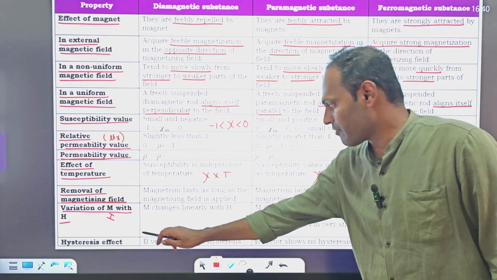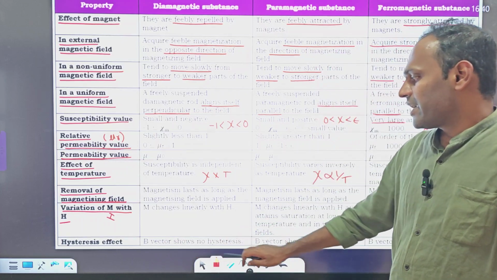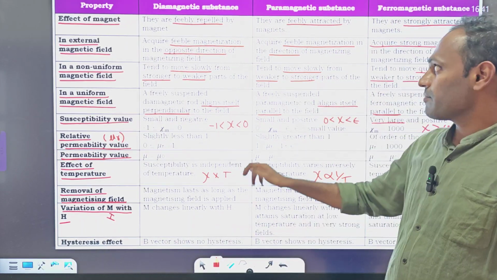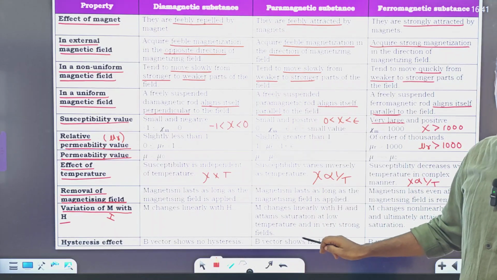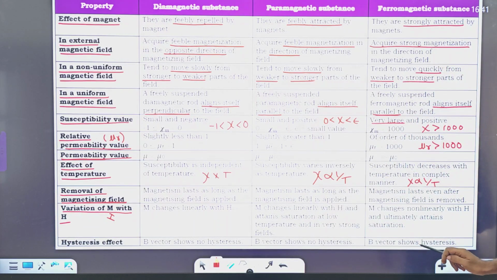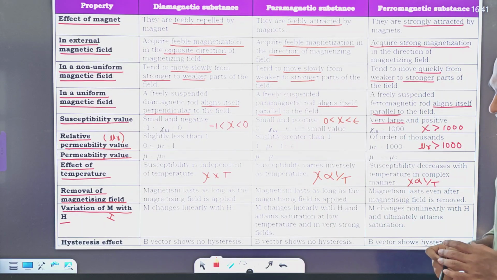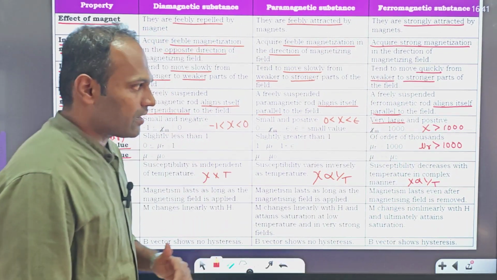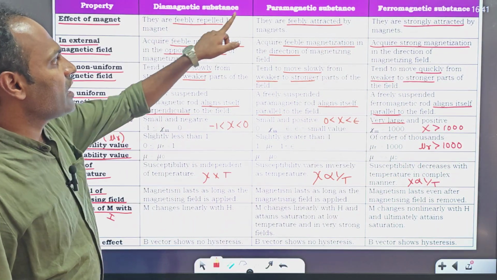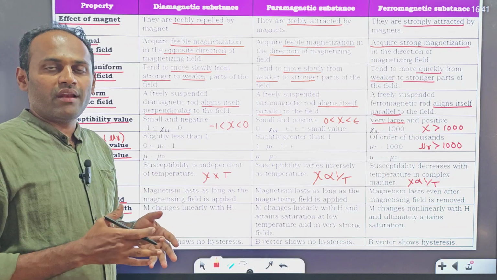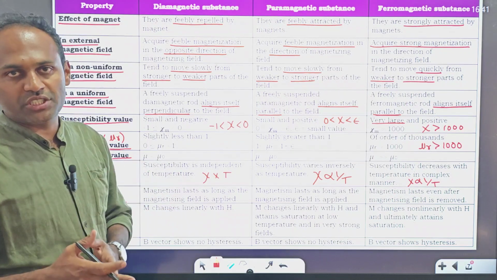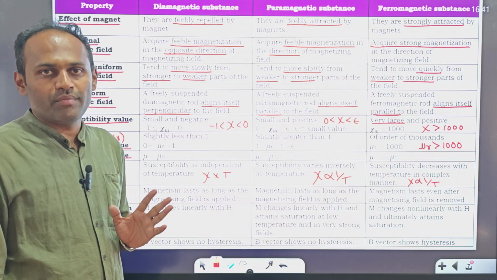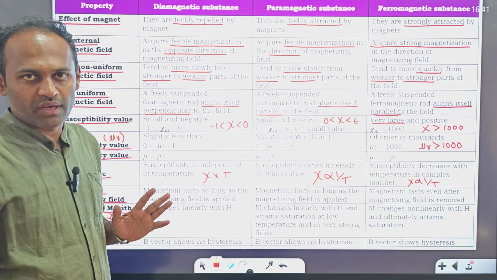Okay, hysteresis effect. Diamagnetic will not show hysteresis effect. Paramagnetic will not show hysteresis effect. Only ferromagnetic material will show hysteresis effect. And remember one more thing, dia and paramagnetic substances are available in solid, liquid and gaseous form. But ferromagnetic is available only in solid form.